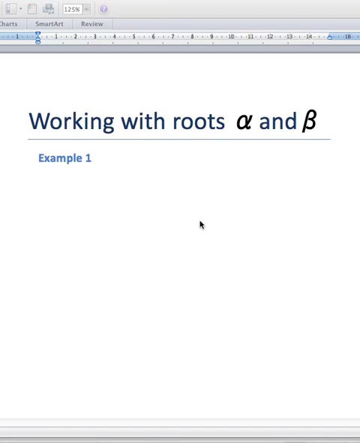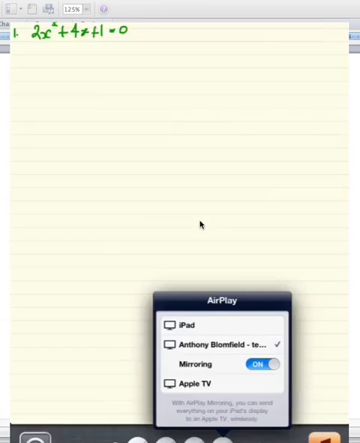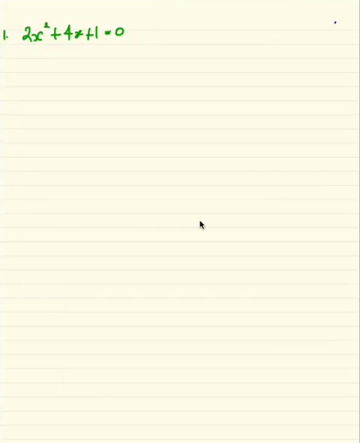Here's a first example where we're looking at working with the roots alpha and beta. Okay, so a couple of questions here. First of all, we can find the sum and product of alpha and beta using the equation. So let's have a look.